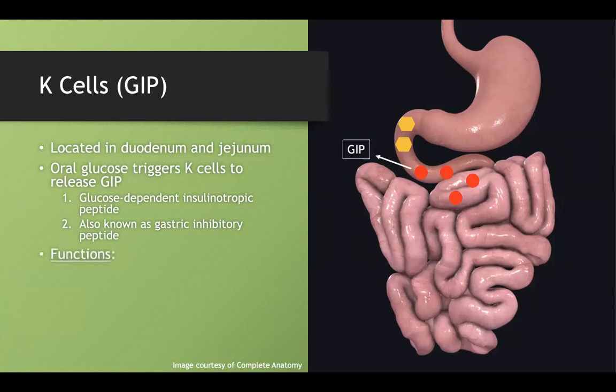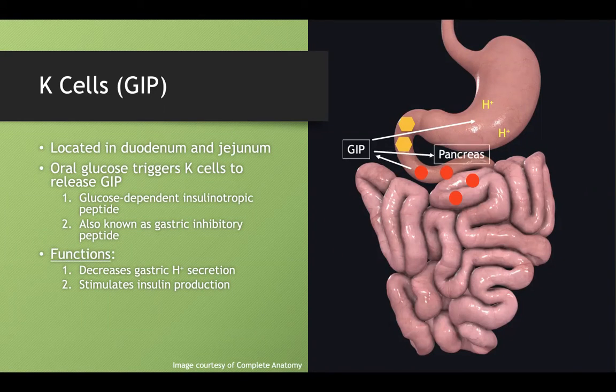The first function is that it decreases gastric acid secretion, which goes with that second name, gastric inhibitory peptide. So it'll decrease hydrogen ion secretion. And the second thing it does, which is the more important of the two and the more testable of the two, is that GIP can stimulate insulin production. So GIP can act on the pancreas and increase insulin.